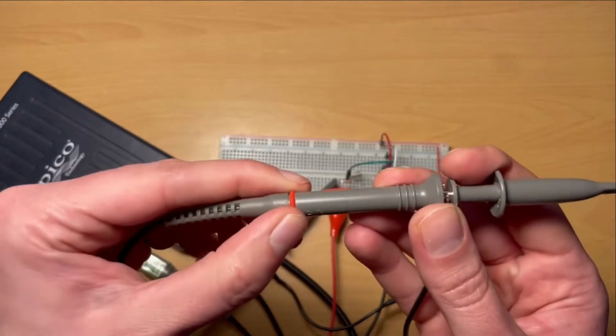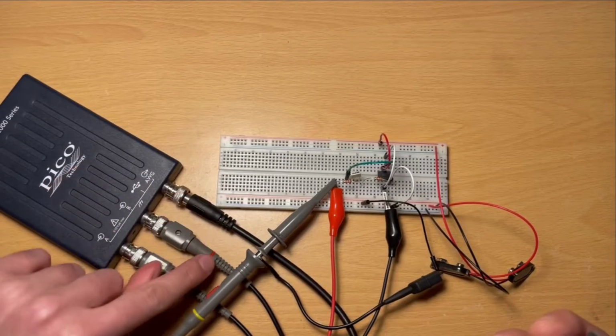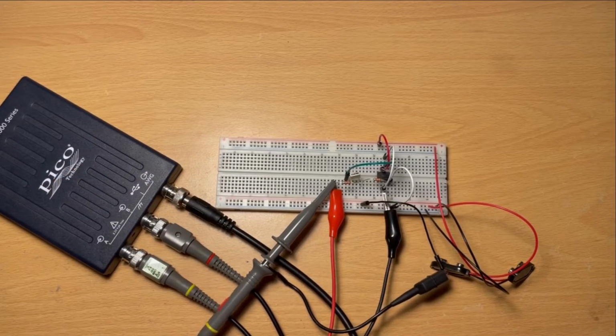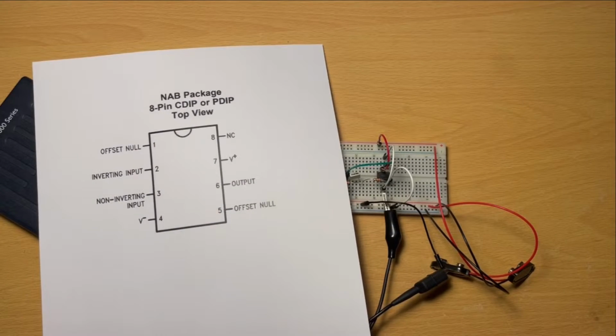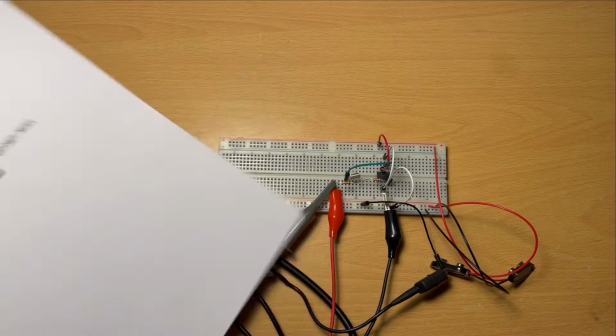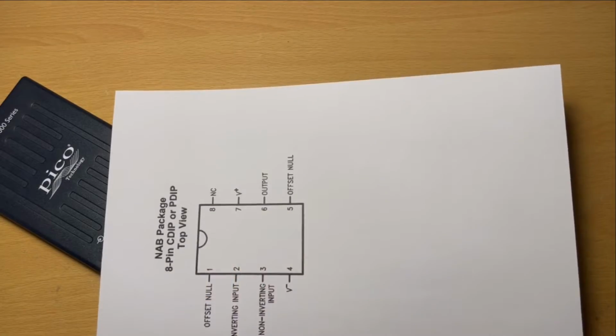It's a red connection to correspond with the red on channel 2. And we're going to apply that to the output of our circuit here. Now, just recalling the pinout from our previous video for this operational amplifier, the output was in our case pin 6.